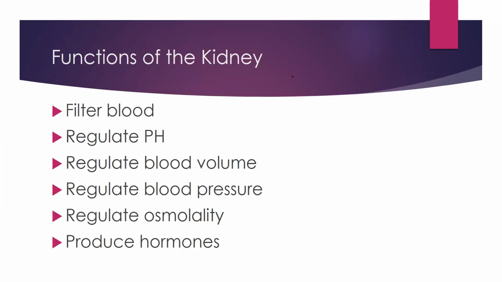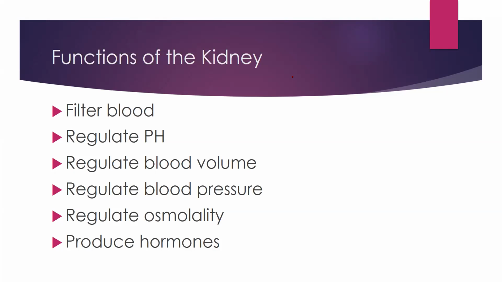Okay, so what does the kidney do? Kidney's a big deal. We've got two of them for a reason. They filter blood, they regulate your pH, they regulate your blood volume, they regulate your blood pressure, they regulate osmolality, and they regulate and produce hormones.